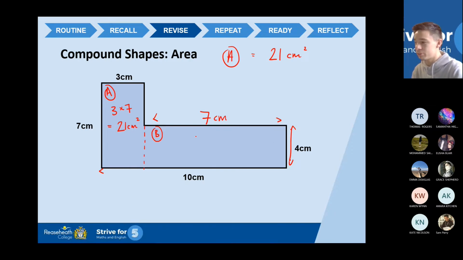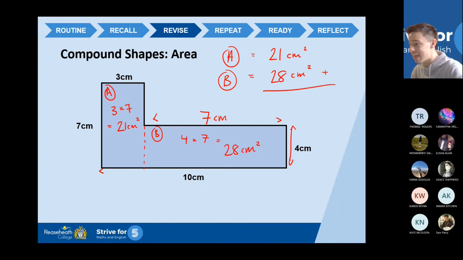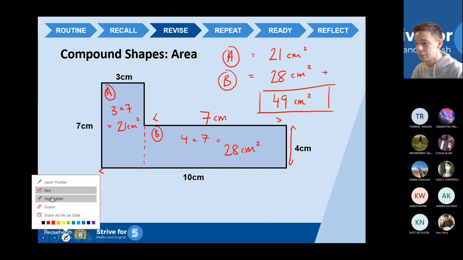So 4 times 7, that's going to give me my area for shape B. So 4 times 7 is 28 centimeters squared. So B is 28. What do you think I do now? This is the final bit, actually quite nice. We add them together because this area added to that area gives me the overall area, okay? So 1 add 8 is 9, 2 add 2 is 4, 49 centimeters squared for the overall area, okay?